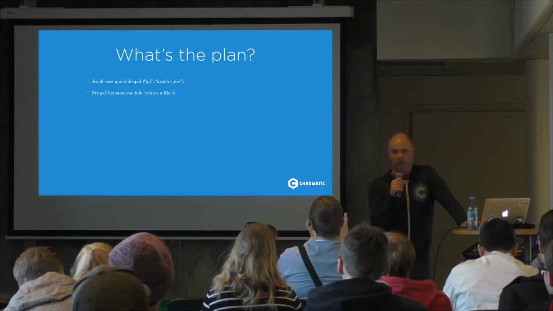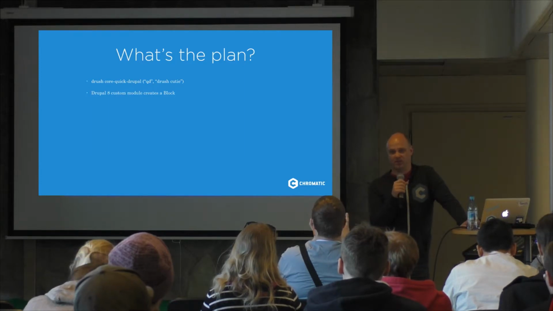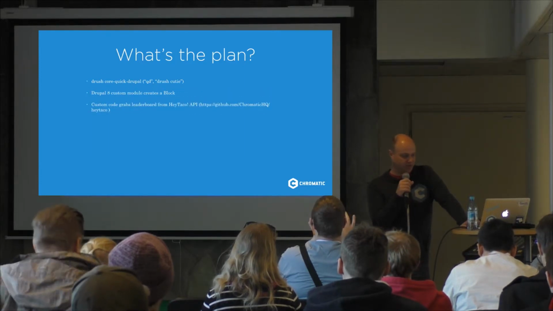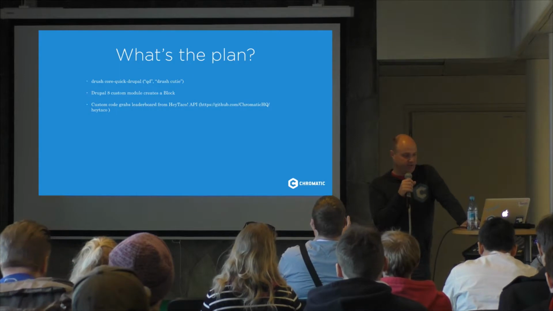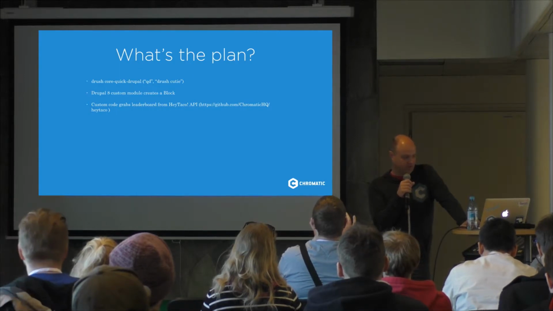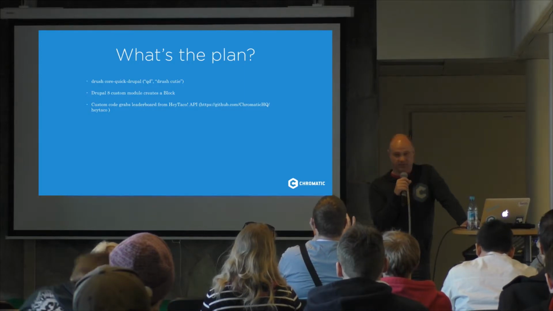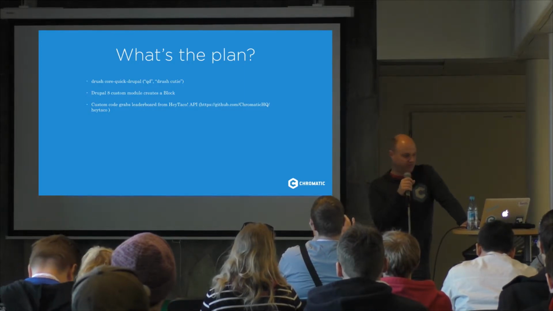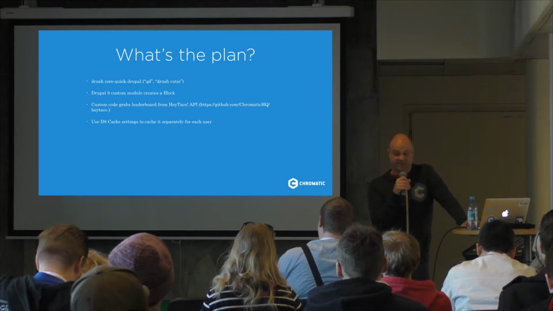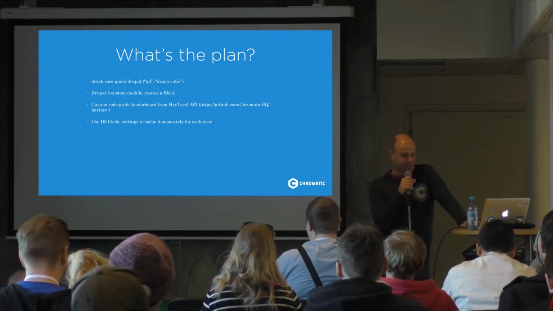So you want to test out some new modules, or in my case, I created a custom module called Hey Taco, and the whole point of it was to create a block. So I used the block plugin, extended it, and created my own custom block. And the custom code that I have in there grabs the JSON from the Hey Taco API, and then we finally get to the caching part where I played around with the cache settings.